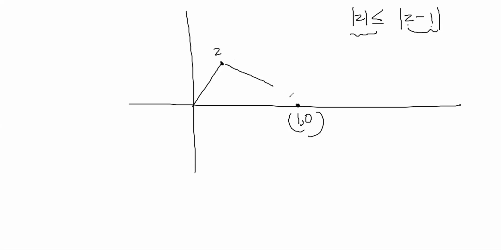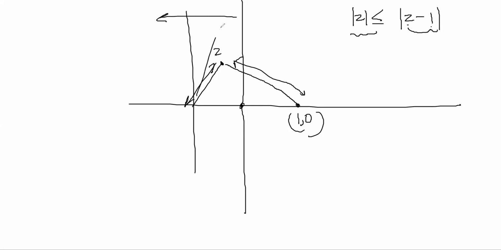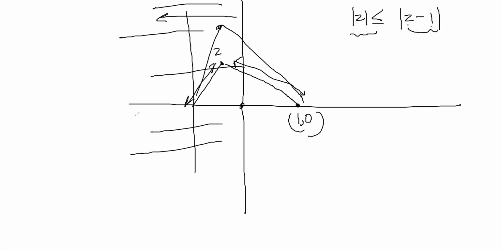And this is the distance from this. So what we have to ensure is that this distance is less than this distance. The distances will be equal if you are on the perpendicular bisector. Every point on this side will have this distance less than this distance. That's why we got a half plane on this side.